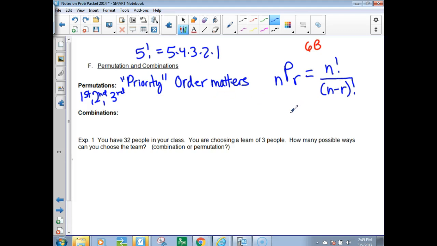So for the formula for permutation, the n stands for the number of objects or items.